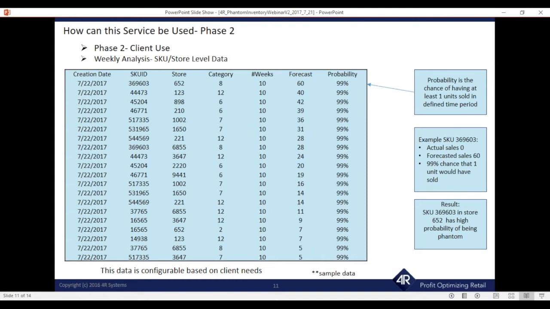So for example, look at the first SKU, 369603 at store 652. Over 10 weeks, they've sold 0 units with a forecast of 60. Our analysis shows that there's a 99% probability that at least 1 unit should have sold in that store over that time period. With this in hand, the client can go to the store and look for the product.